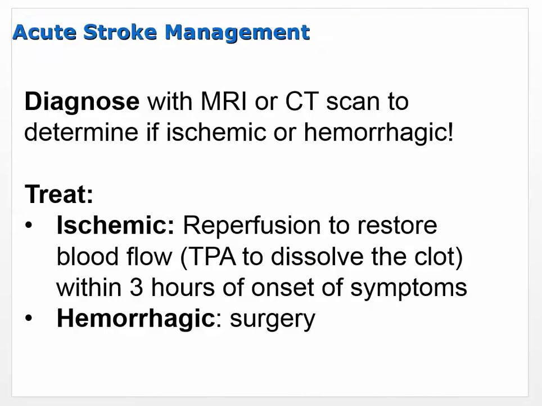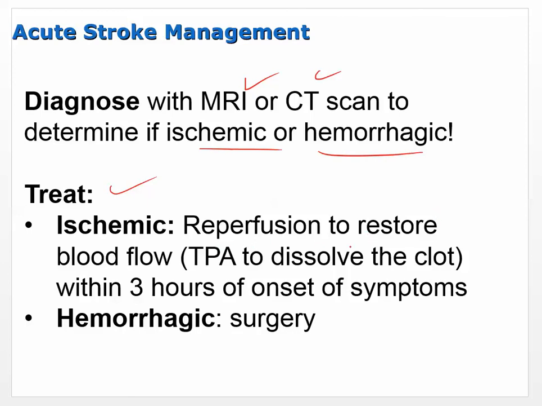And the cause of that is usually atherosclerosis. And that's for TIAs. People with atherosclerosis tend to have them more frequently. Okay, so how do you diagnose it? Usually an MRI or a CT scan to determine if it's ischemic or hemorrhagic. And for treatment, reperfusion. So you want to get rid of the clot. You give a clot buster, which is TPA, tissue plasminogen activator.